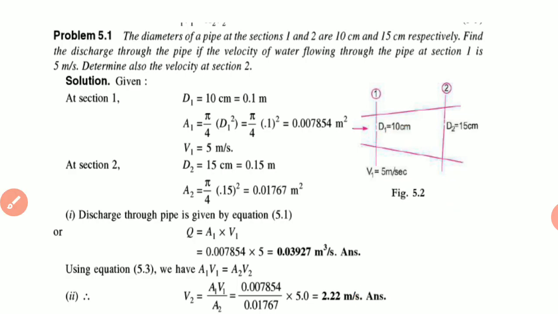Now we will first convert centimeters, or whatever the values are, into the standard form, that is meter. D1 is given as 10 centimeters, so we'll convert it to 0.1 meter and calculate. We are going to apply the continuity equation here.